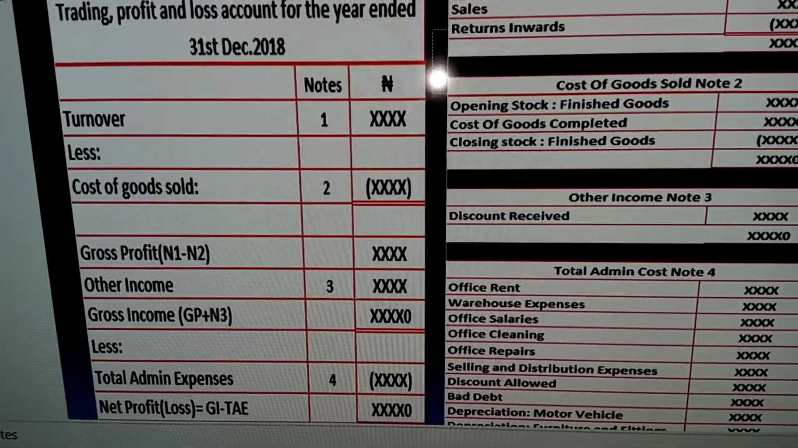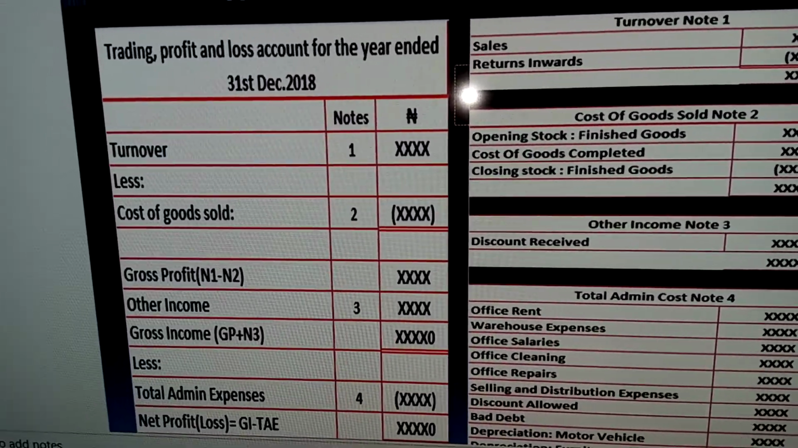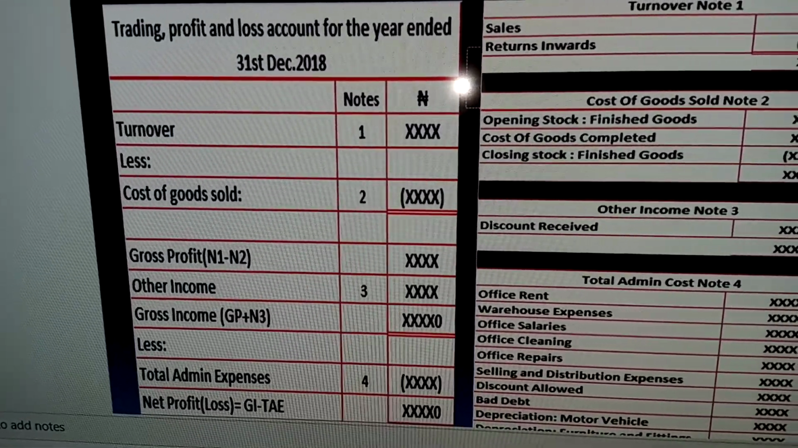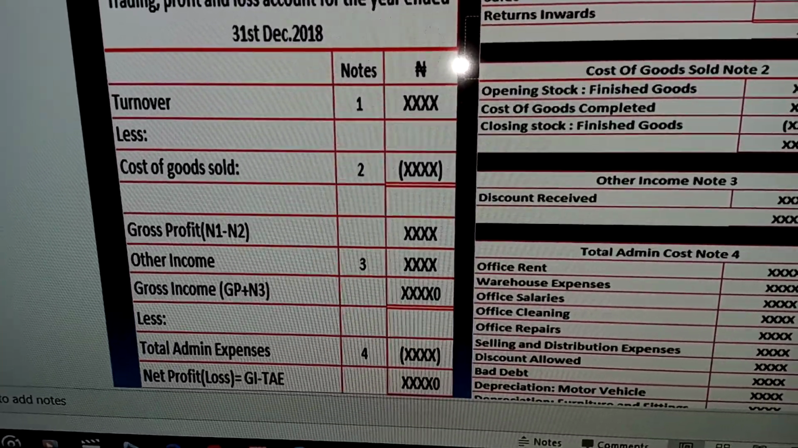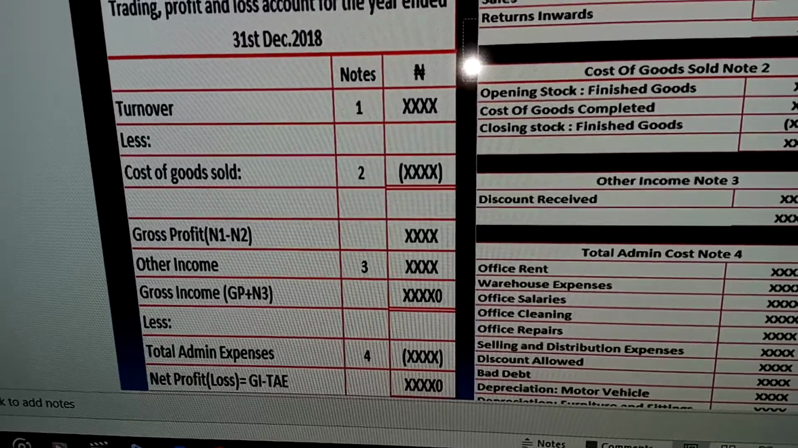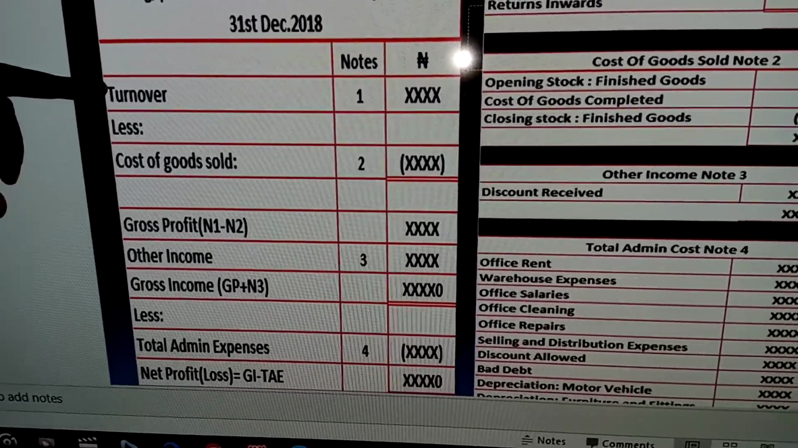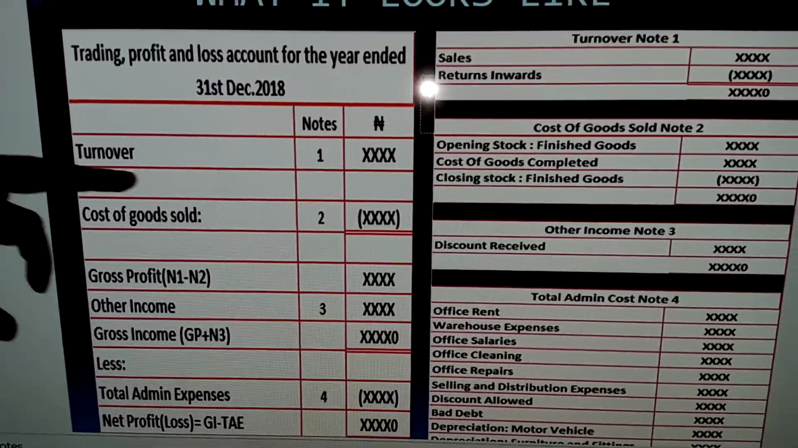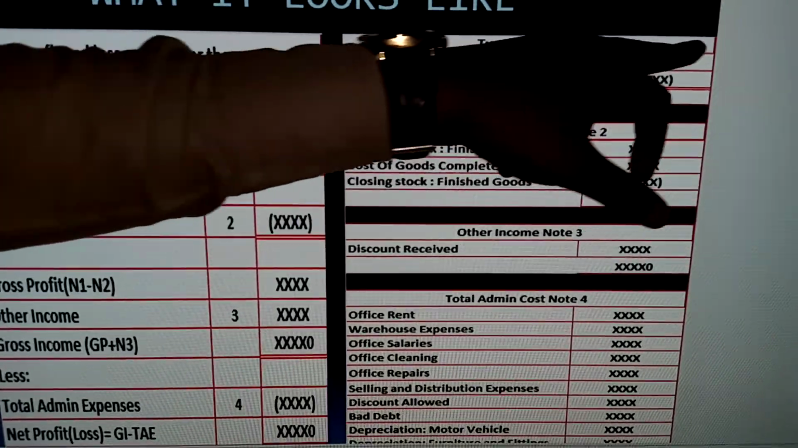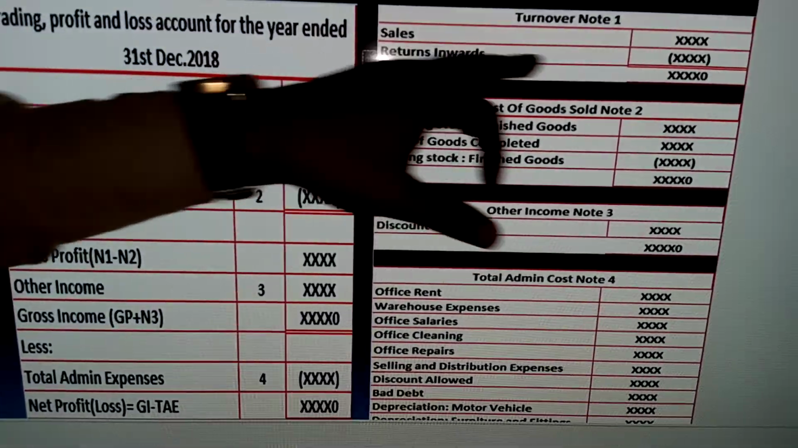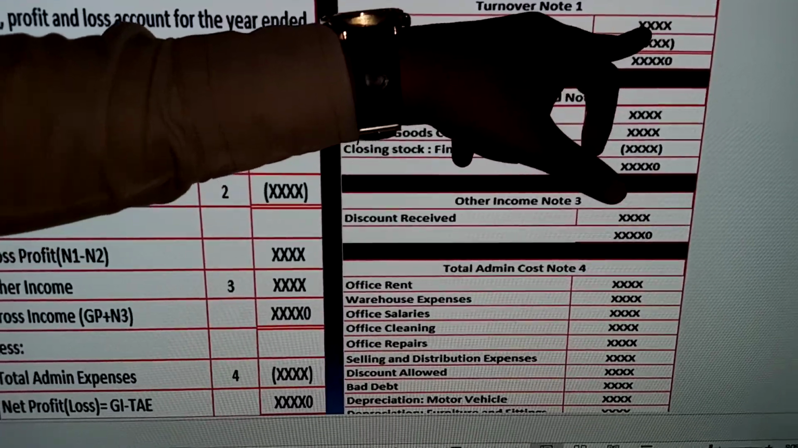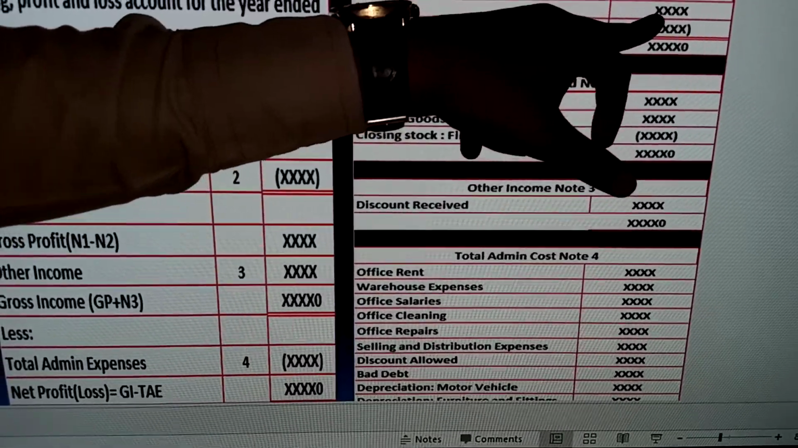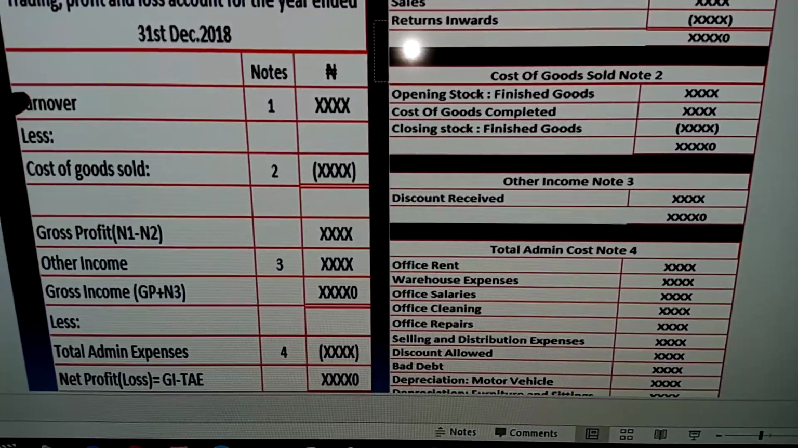So let's go. We have the trading account. We are already aware that the trading, profit and loss account is a function of your turnover, cost of goods sold, other income, and your total administrative expense. So we have our turnover. Turnover here is sales. It doesn't change. So we have note 1. That's our sales, what we sold, less returns inward, what has been returned out of what we sold. You sell 10 million to them, they return 1 million. So your turnover is 9 million. That's what we have here. The turnover.